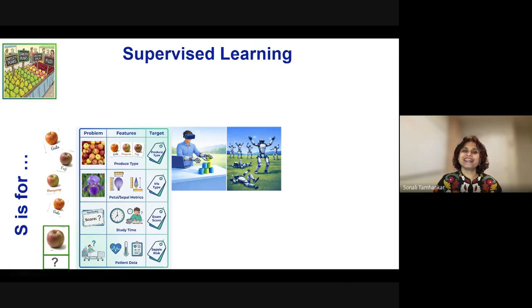Thousands of simulated Atlases try jumping jacks. If they fall, that's negative feedback. If they succeed, that's positive feedback. Over time, the robot learns which actions lead to better outcomes. So these methods, supervised learning, imitation learning, reinforcement learning, can be combined for complex problems.